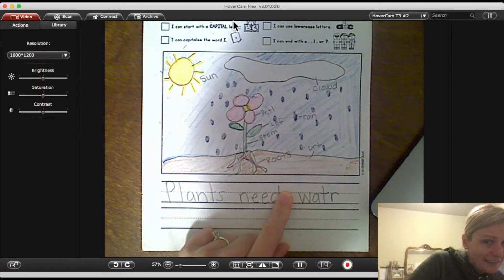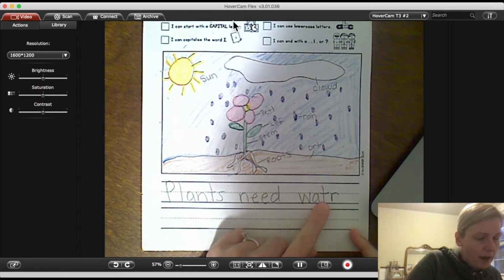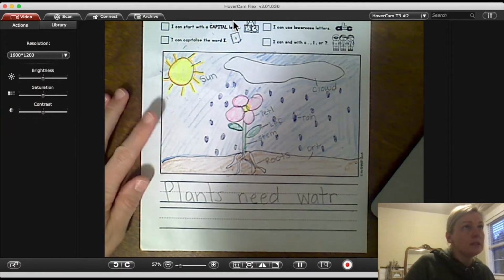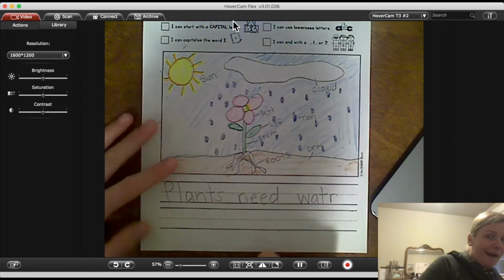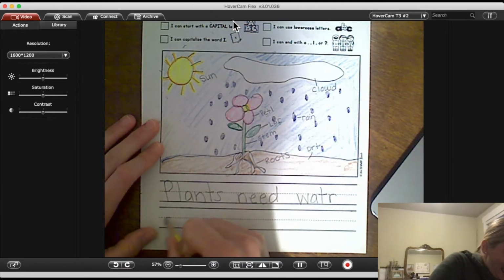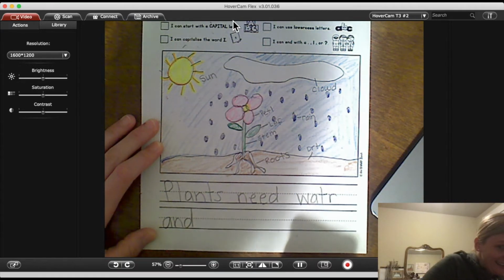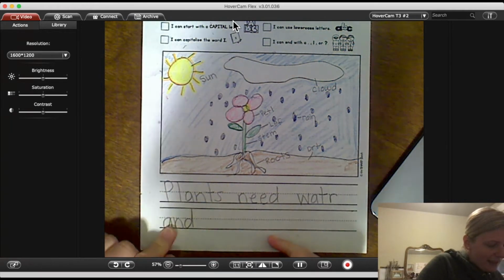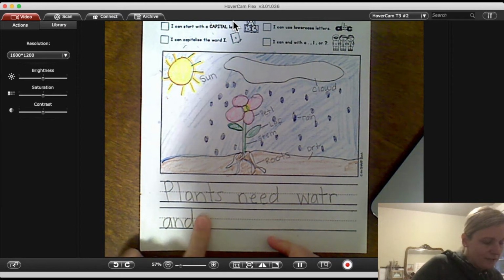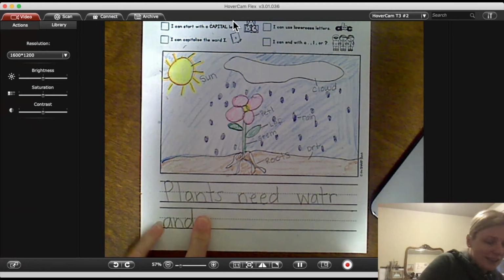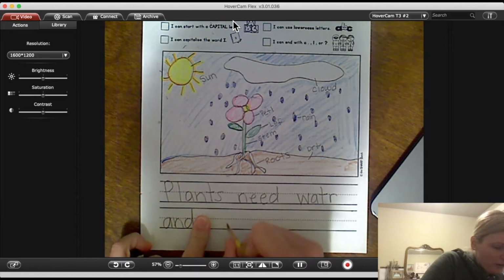Remember, I'm using my kid's spelling. Plants need water. And what was another thing that they needed? Sunshine, that's right. And, A-N-D, that's a sight word. And finger space, sun. I can sound out that word.